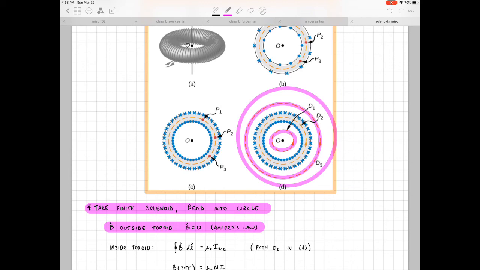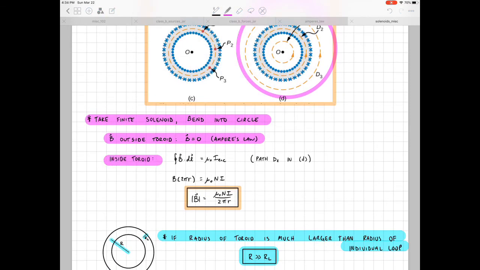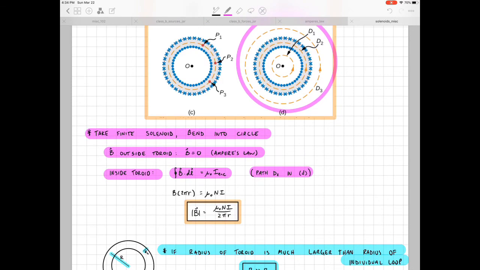For D1, it's obvious that there's no current enclosed. And for D3, it looks like there's current enclosed, but it turns out that there's the same amount of current coming out of the page as there is going into the page, and so that means that the net enclosed current is 0. So that leaves us with just inside the toroid, so inside the loops. And so if we use Ampere's law, let's say we're going on path D2 here in the picture.